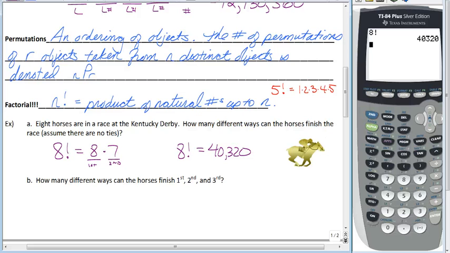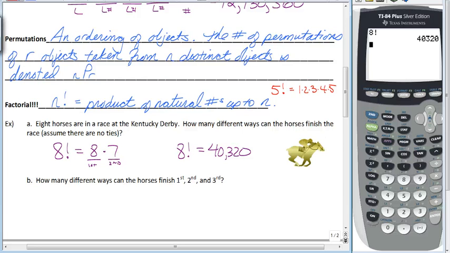40,320 different ways those horses can finish. That's why they have a whole bunch of gambling on horses, because your chances of predicting what's going to happen aren't always very good. Now, let's get more specific. How many different ways can horses finish first, second, and third place?